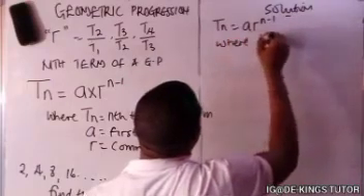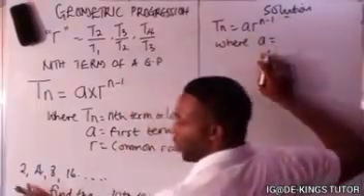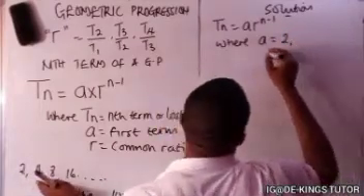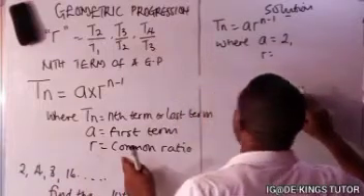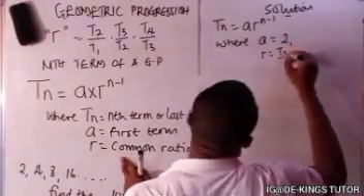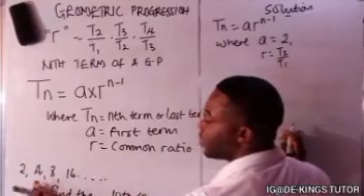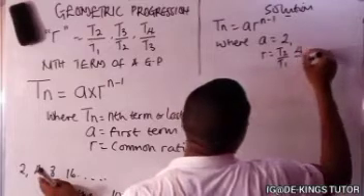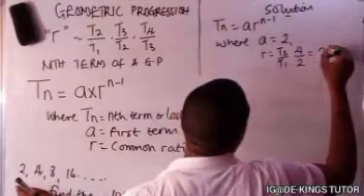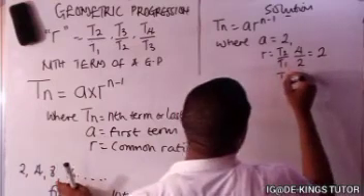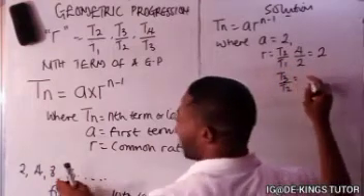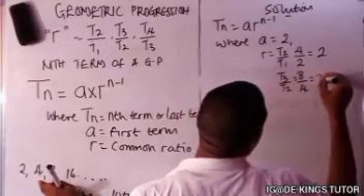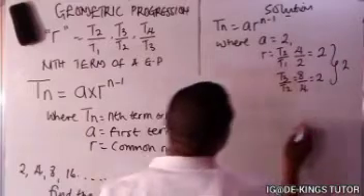Now, A stands as our first term. What's the first term here? It is 2. Then our R is the common ratio. Now how do we get our common ratio? We said it's T2 divided by T1, that's term 2 divided by term 1. The second term is 4 over term 1, which is 2. 4 divided by 2 gives us 2. The next one is term 3 divided by term 2. Term 3 is 8 divided by term 2, which is 4. 8 divided by 4 is 2. So our common ratio is 2.